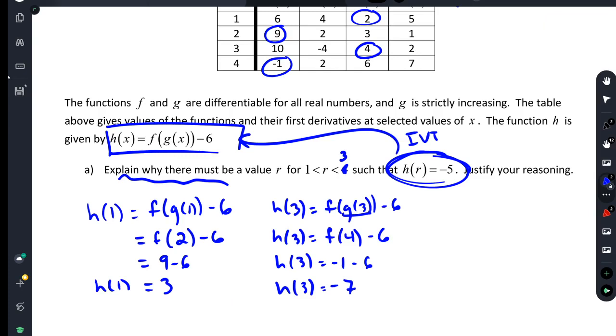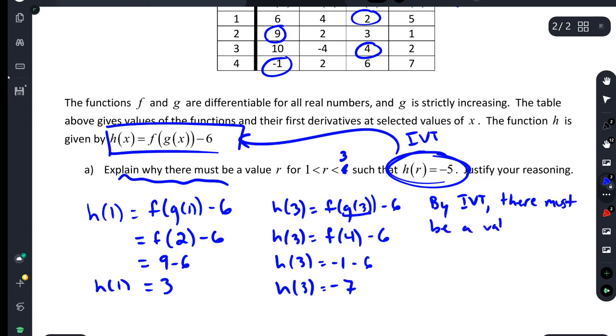I can't just say, oh yes, it's IVT. Right? If I just said IVT, I don't get any points. I first need to write out those two, h of 1 and h of 3, and show what they are. So now that I have those, I need to say by IVT, something like by IVT, there must be, just copy their wording, a value r such that 1 is less than r is less than 3.